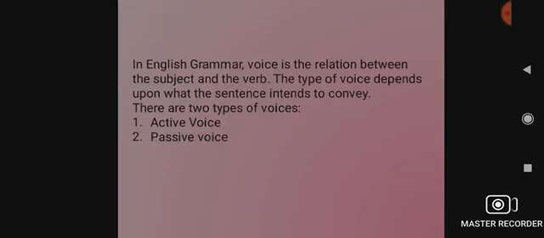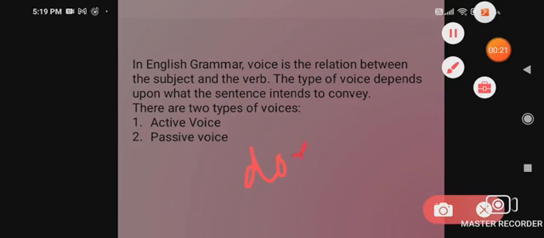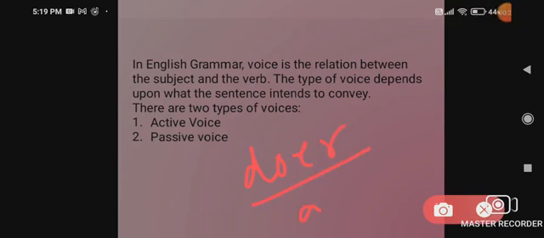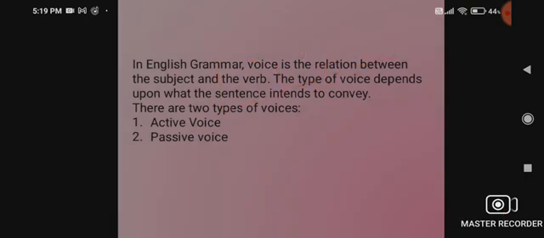So, in English grammar, voice is the relationship between the subject and the verb, that is, between the doer and the action. We now very nicely know what the subject is, what the verb is, and the object. We know all these three things nicely. So, here voice is the relationship between the subject and the verb, that is the doer and the action.